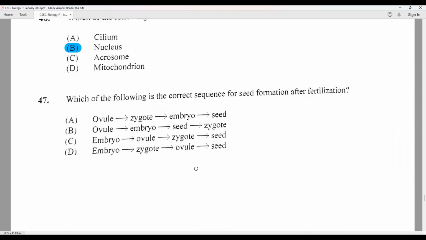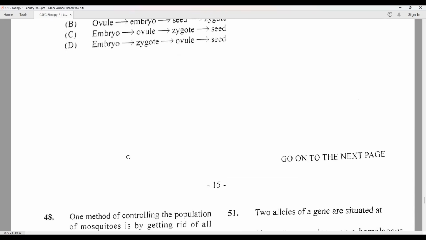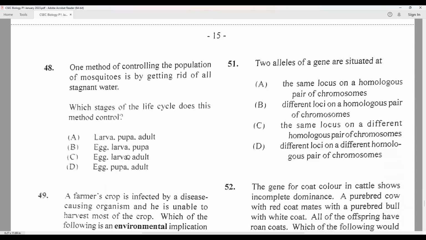47. Which of the following is the correct sequence for seed formation after fertilization? So the seed is the outcome. We want the seed as being the outcome. And we know that you have to start off with an ovule. You have to start off with an ovule. So A is the answer.